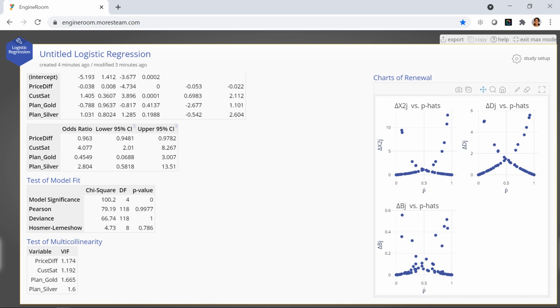The test of model fit table shows that the overall model is significant. The 3 goodness of fit tests evaluate model fit, and the large p-values we see here indicate a good fit. The multicollinearity table shows the variance inflation factor, or VIF, values for each predictor. Values above 5 or 10 indicate moderate or strong multicollinearity, respectively, among the predictors. Since all the VIF values are below 5, we can safely say the predictors are not highly correlated amongst themselves.